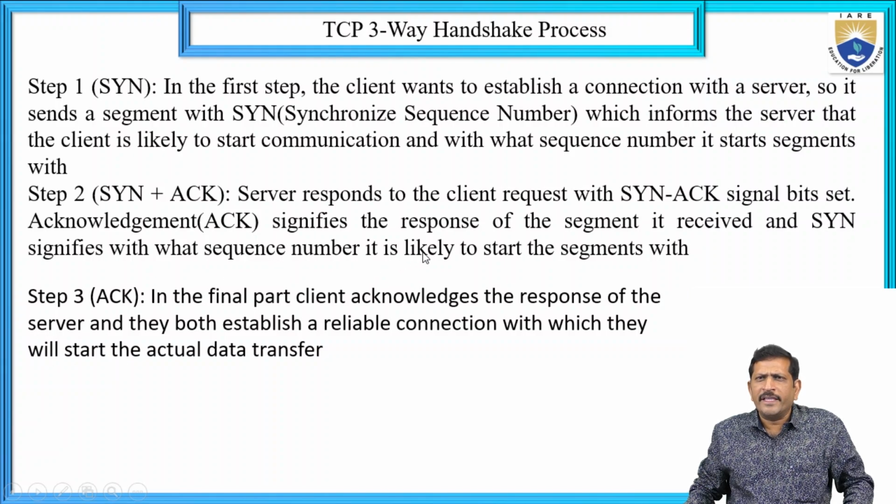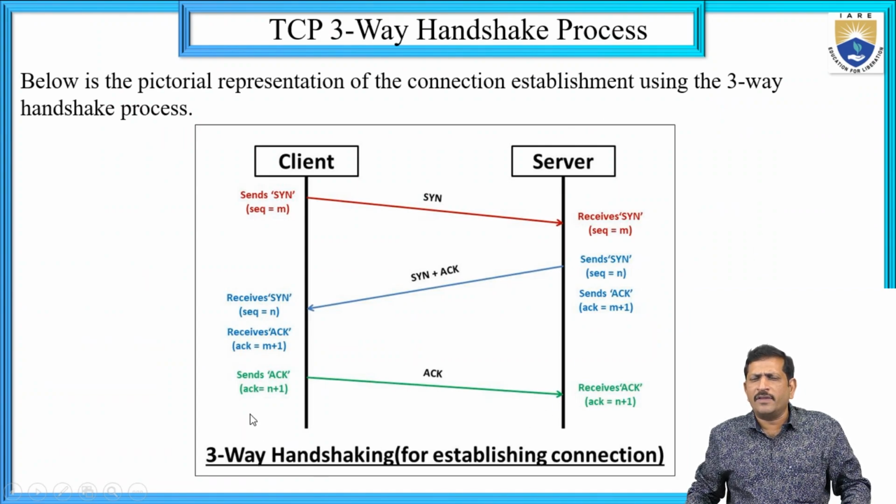Acknowledgement signifies the response of the segment. It receives and synchronizes with what sequence number it is likely to start the segments with. Step 3, in the final part, the client acknowledges the responses of the server and both establish a reliable connection with which they will start the actual data transfer. Once the server receives the acknowledgement from the client, it starts the data transmission.